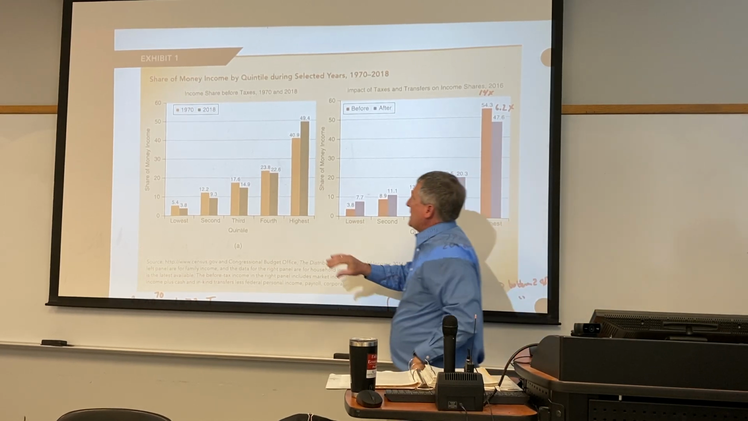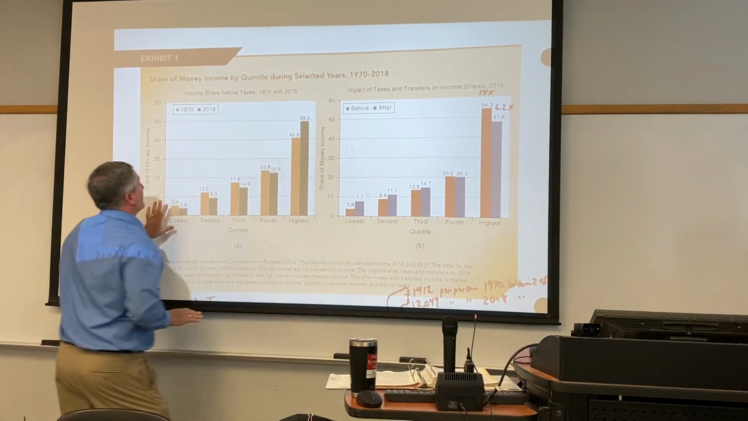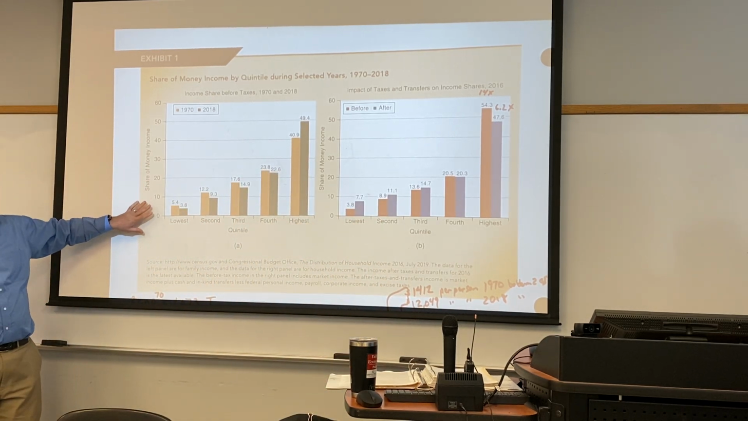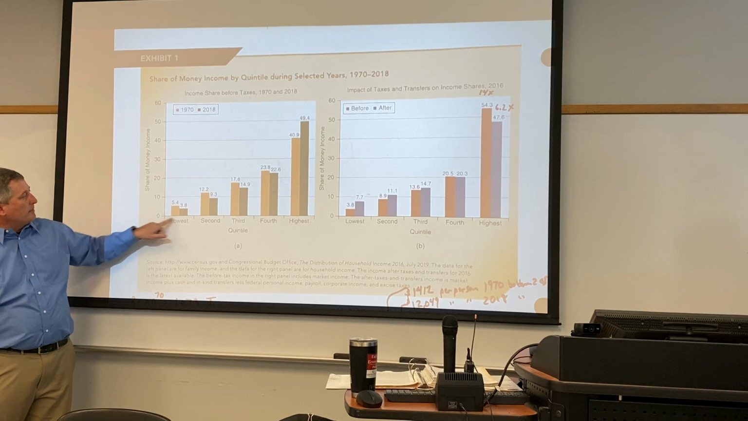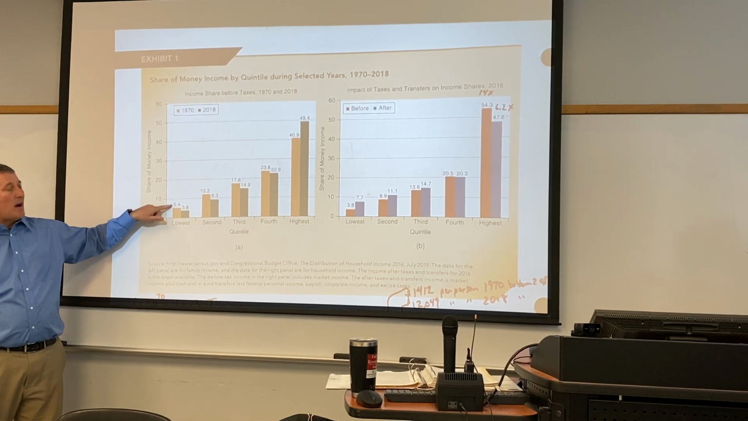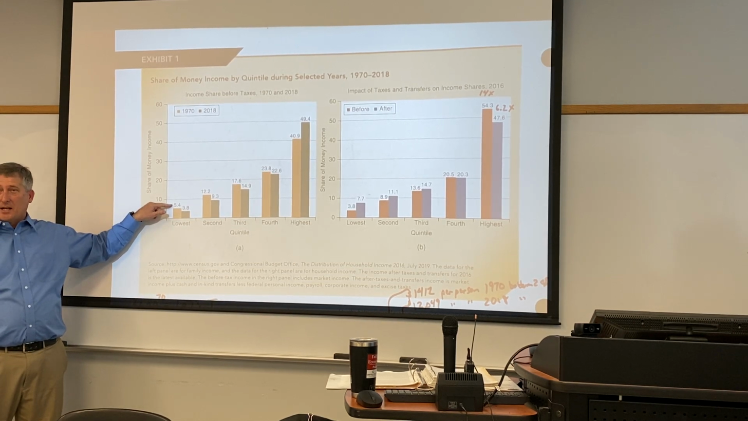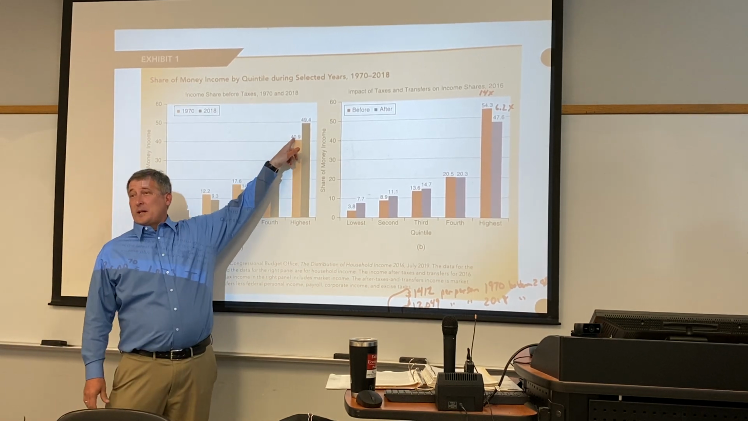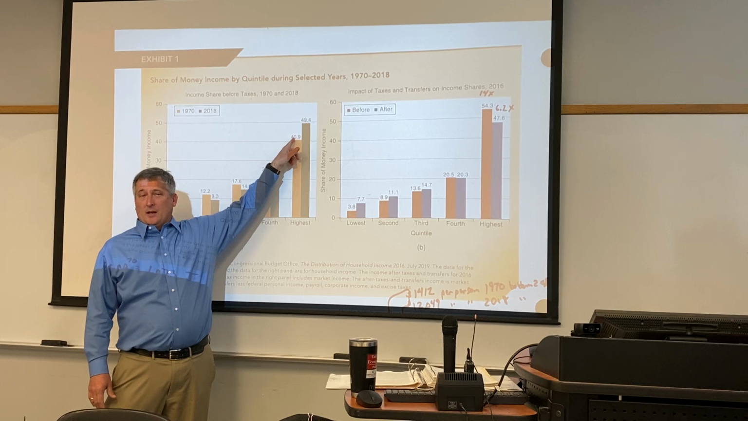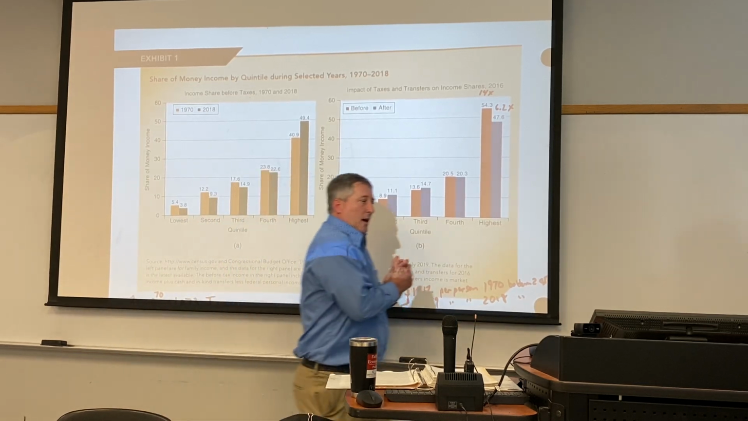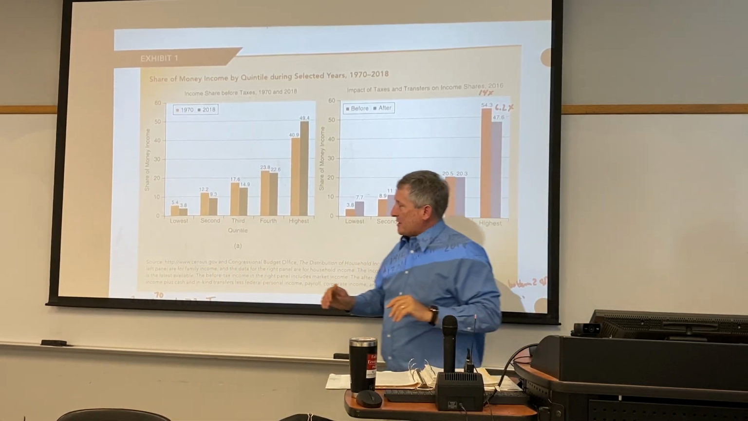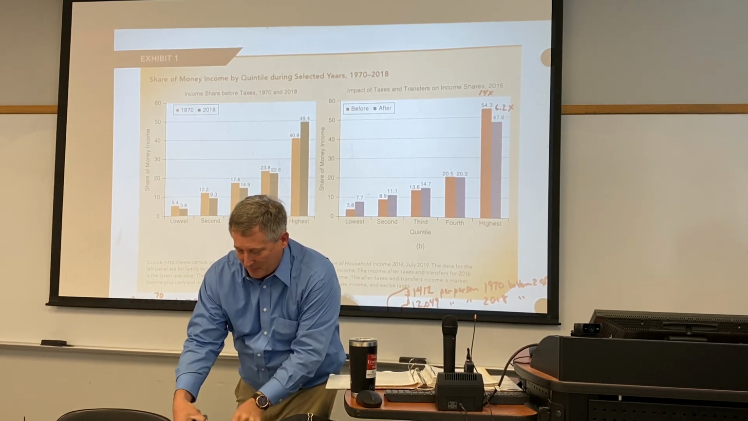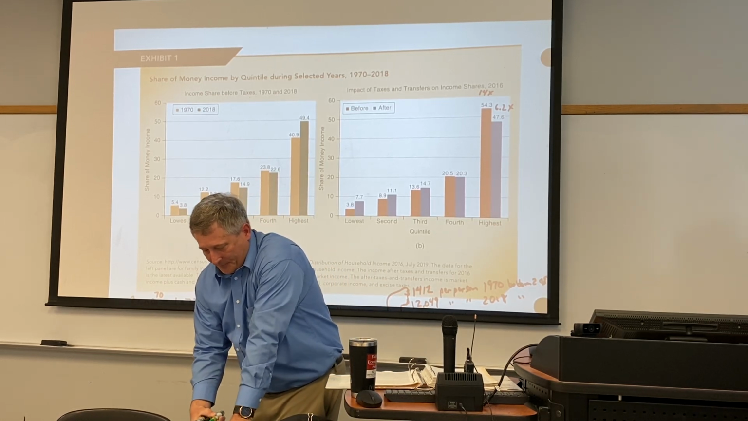And so in 1970, just looking at the income share, this says that the bottom 20% had 5% of the income for the nation. The top 20% had 40% of the income. Okay, so let's get some of this in your notes too, because we'll build on this as we go here.